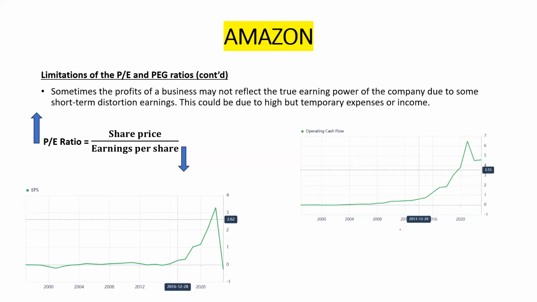Why? Because Amazon is making a lot of money, but in the last 2 to 3 years, they have been spending huge amounts of their profits into research and development and into building their infrastructure. They are doing this in order to dominate the market and increase their market share. So with all this spending, the earnings have been temporarily distorted down. And when the earnings per share get distorted down, what happens to the PE ratio? It shoots up, it gets inflated.